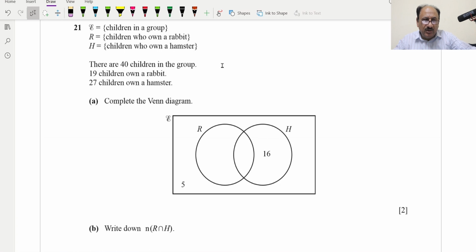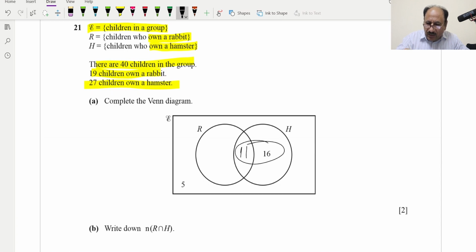A diagram is provided and the universal set is children in the group. R is children who own a rabbit. H is those who own a hamster. And there are 40 children in the group. 19 own a rabbit and 27 children own a hamster. So what we can do, 16 is already there out of 27. 16 is here, so 11 will be in this location, because this is adding up to 27. 11 plus 16 is 27.